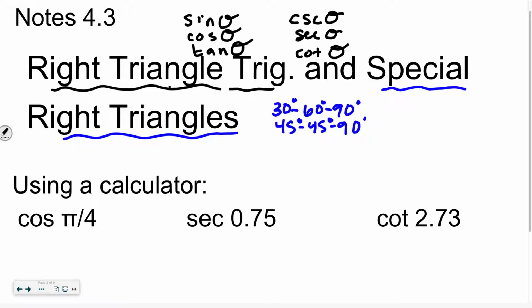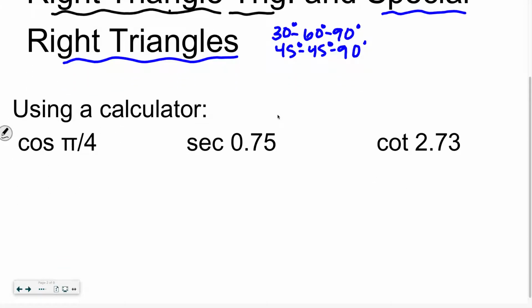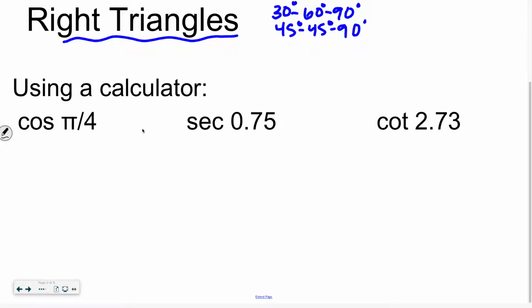Okay, so right at the beginning here, we're just going to practice with our calculator, make sure everybody knows how to work their calculator. I've got three problems here: cosine pi over 4, secant 0.75, and cotangent 2.73. You can probably find pretty quickly on your calculator your trig buttons, right? Sine, cosine, and tangent.